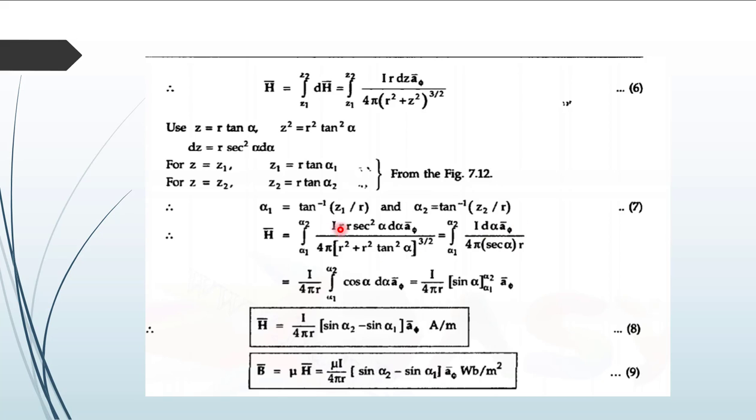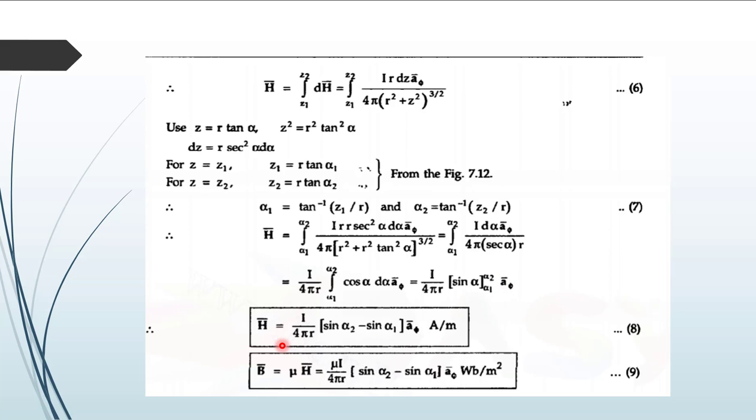So after solving this, r square will be common. In the denominator there is r square, in the numerator there is r square. So r square raised to 3 by 2 was in the denominator, so it will become r cube. So r square divided by r cube is equal to 1 upon r. So 1 upon r will remain, and finally cos alpha d alpha into a phi cap from alpha 1 to alpha 2. After solving this, you will get the integration of cos alpha is equal to sin alpha from alpha 1 to alpha 2.